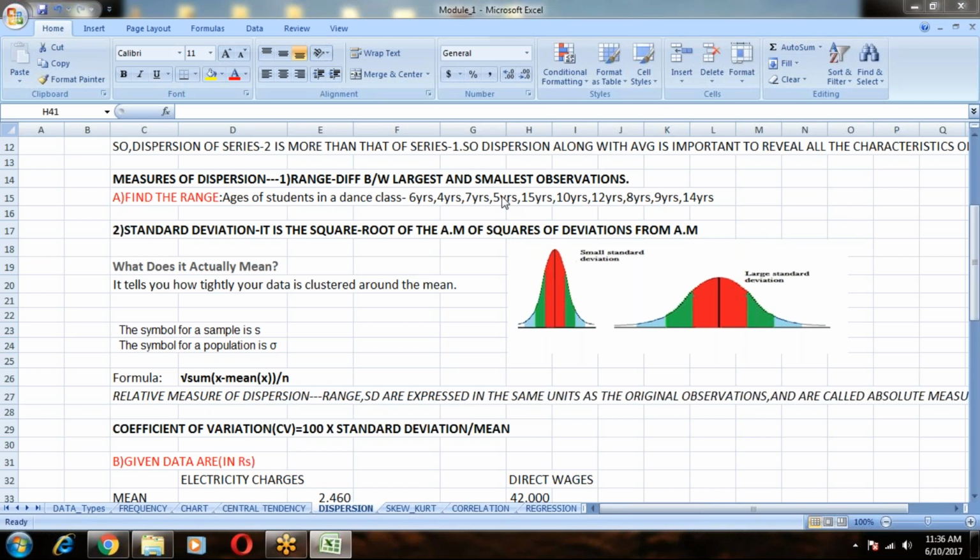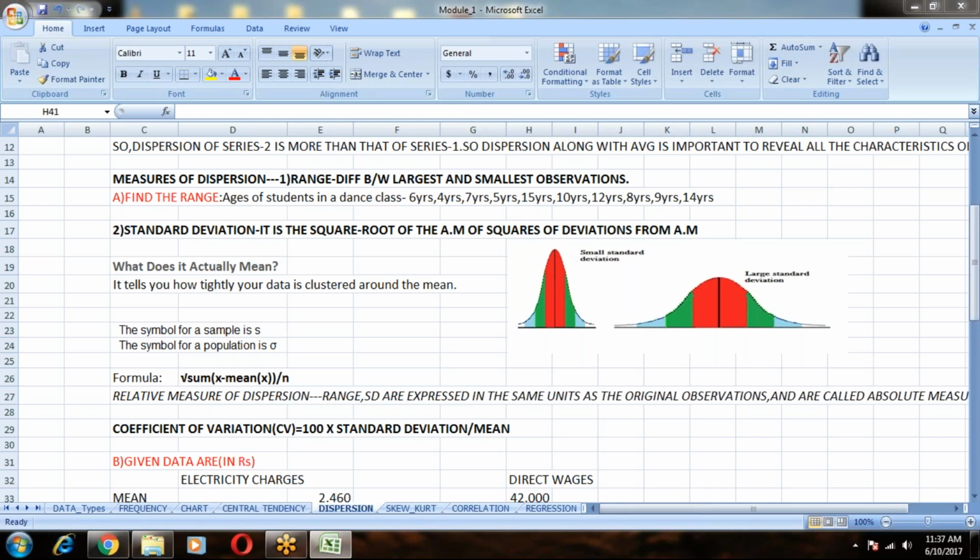Okay, so what is range? The difference between the largest and smallest observation is called range. Again, this is also very important for your interview. Sometimes they might ask you, what dispersion concept do you use to detect outliers? One of the dispersion concepts which is used in detecting outliers is range. Range is used to detect the outlier.